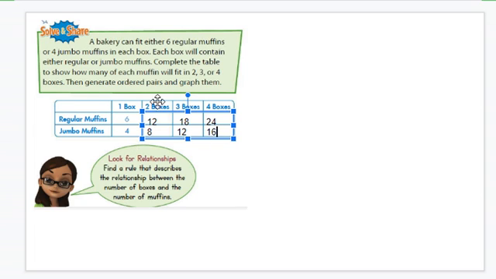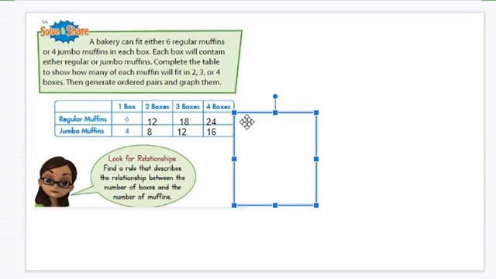So this would be our data chart for the muffins that the bakery can fit into each box. But we're not done. It wants us to complete the table, which we did, and then generate ordered pairs. So I think I put a text box out here. Yes. Okay. So for your ordered pairs you have to determine first which is an X and which is Y.